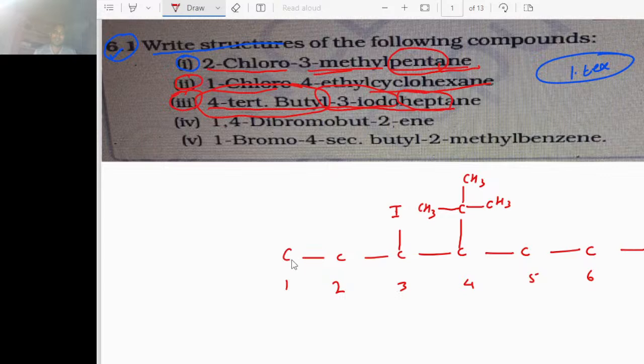So on the first position only a single bond is there. So how many hydrogens are required? 3 hydrogens. Here is 1 hydrogen, 2 hydrogen. This place 1 hydrogen, here 1 hydrogen. This is going to be 2 hydrogen, here is going to be 2 hydrogen, and this is also going to be 3 hydrogen. So this is our required answer, students, for the third option.